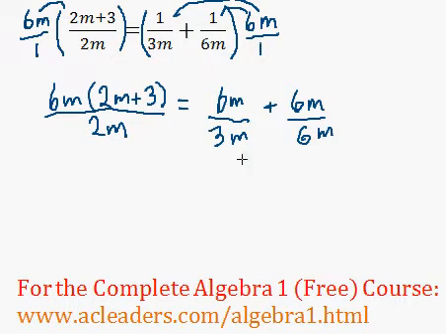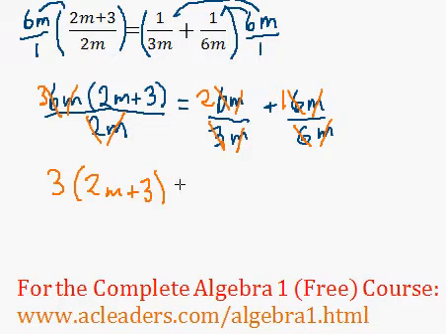Okay, now we can start canceling things out. I'm going to pick a different color here for that, so the m's can cancel out right away. 6 over 2 is just 3. Over here, the m's just cancel out, and over here as well. 6 over 3 is just 2. 6 over 6 is just 1. So, over on this side, we're going to have 3 times 2m plus 3, which is equal to 2 plus 1. 2 plus 1 is 3, so I can already write that down.